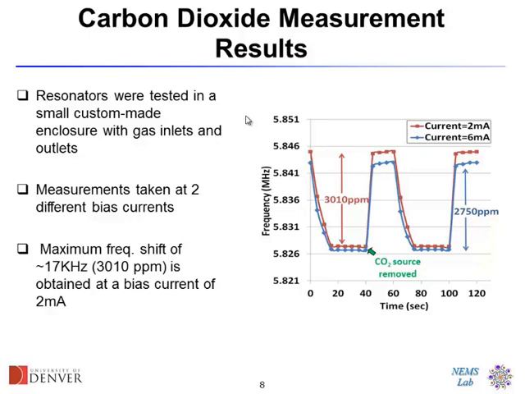At 6 milliamps, of course, the device is hotter, so its initial frequency is lower, because generally when you heat up a resonator, its structural material becomes softer, and the frequency goes down. But also, if you look at how much frequency shift we get, it's a little less when you operate this at a higher temperature, which is kind of expected. If you heat up your surface, gas molecules are going to be less likely to be absorbed on the surface. So this was the CO2 measurement results, which was pretty promising.